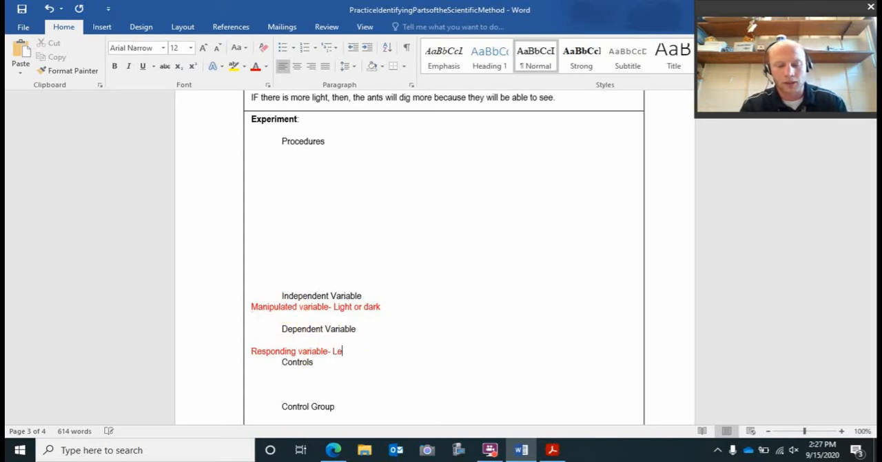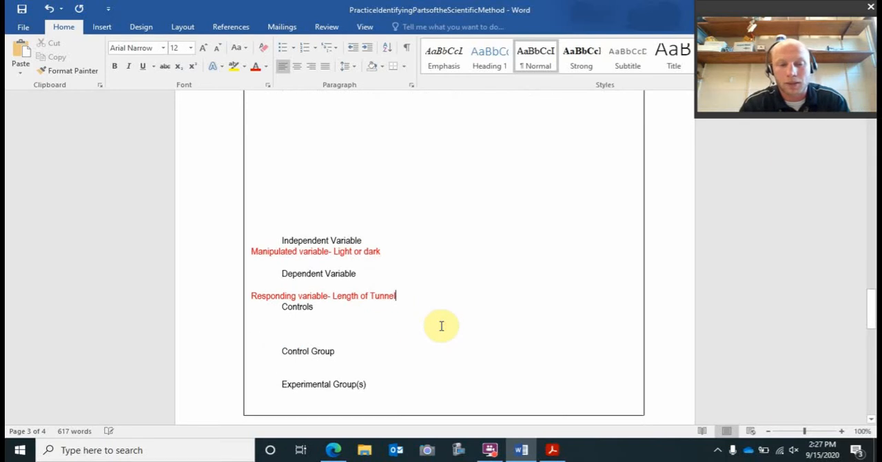I would say length of tunnel. Right? So we don't know how long the tunnels will be, because the light or the dark could affect that. So that's why we called it the dependent or the responding variable.